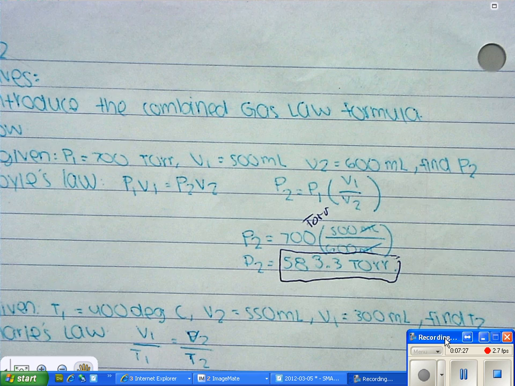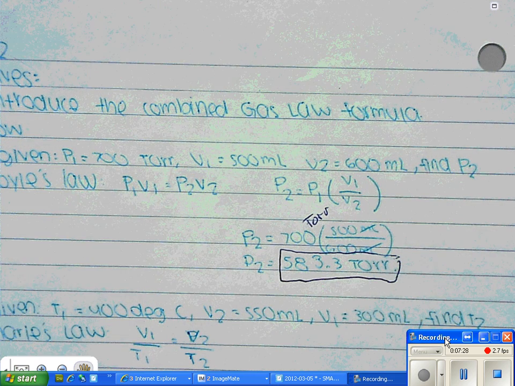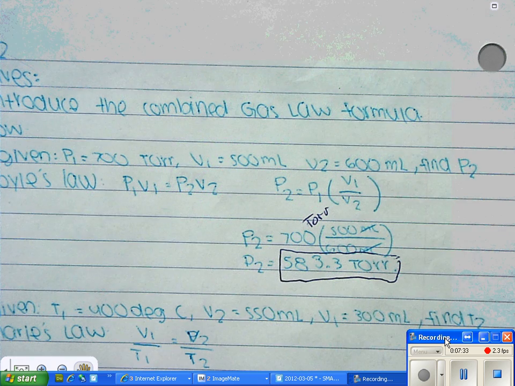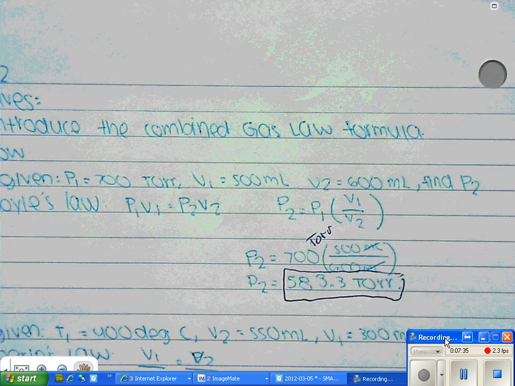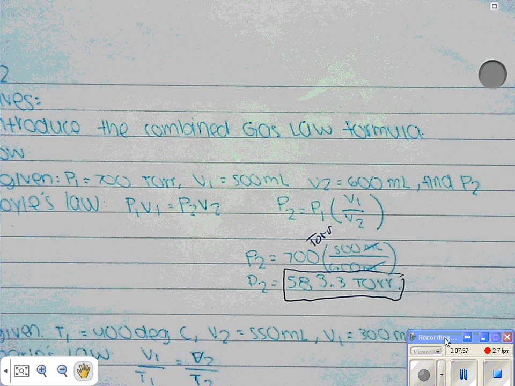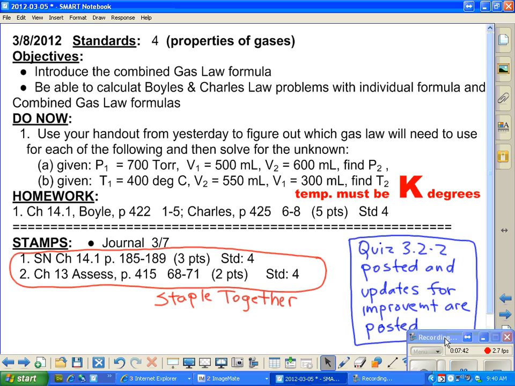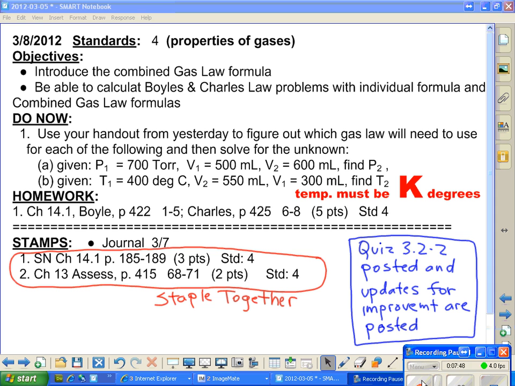By the way, sometimes P1 can be the unknown. It doesn't have to be P2. The unknowns could be on either end. And I believe in that second problem, I'm asking you to find a T2, a second temperature. So that's good. Good first step. There you go.